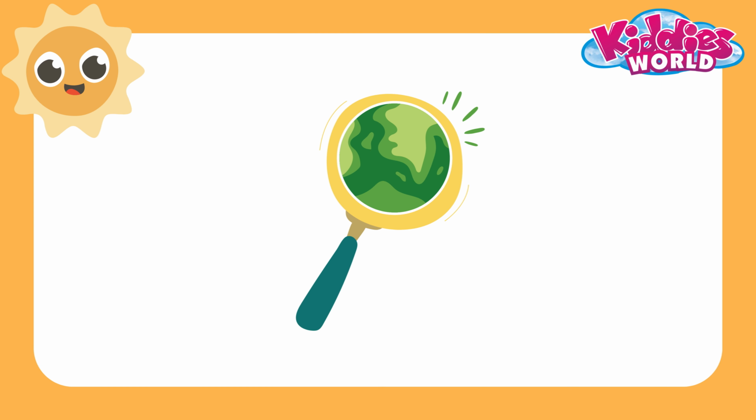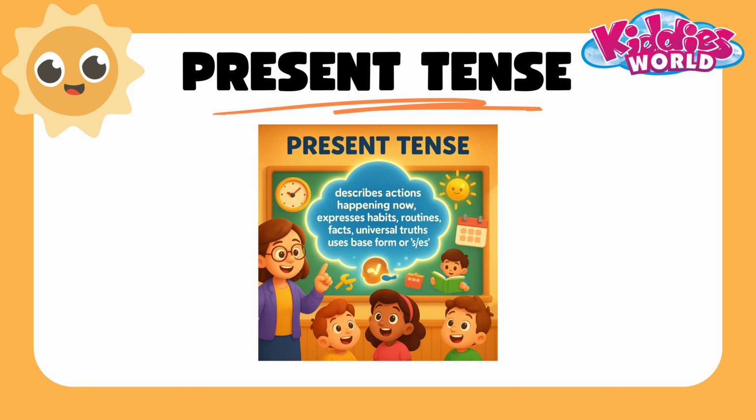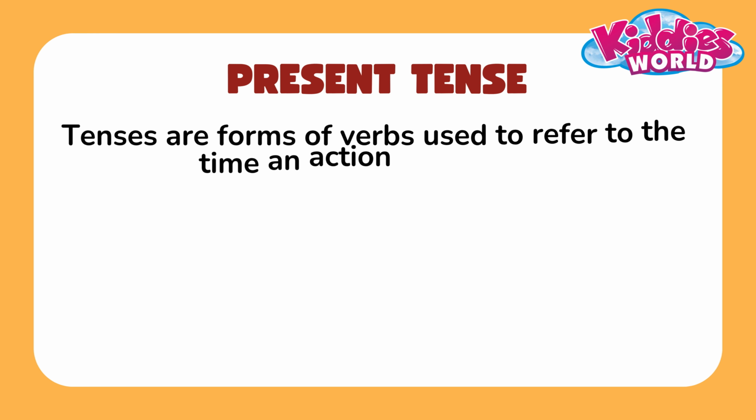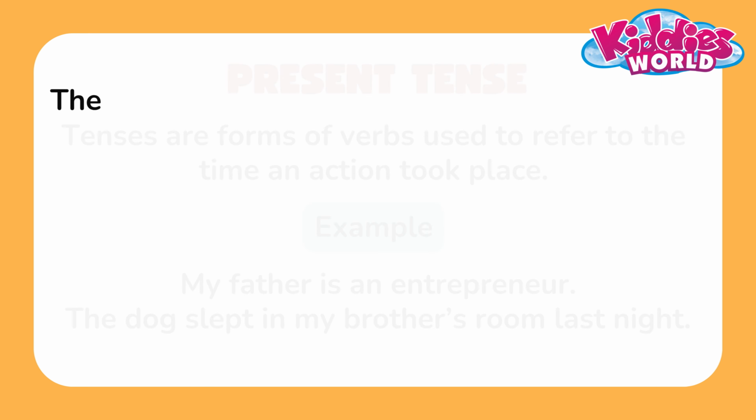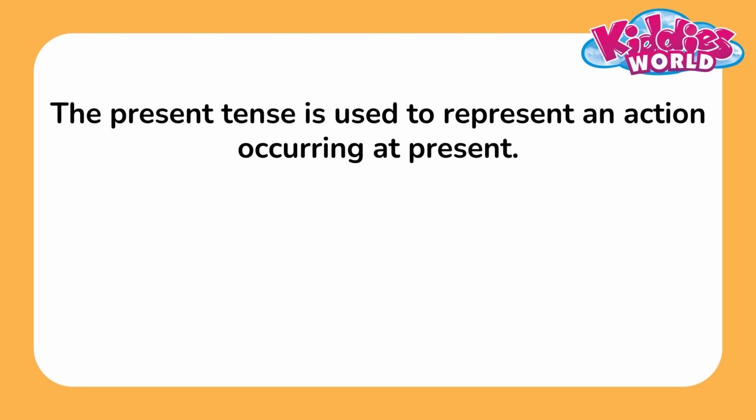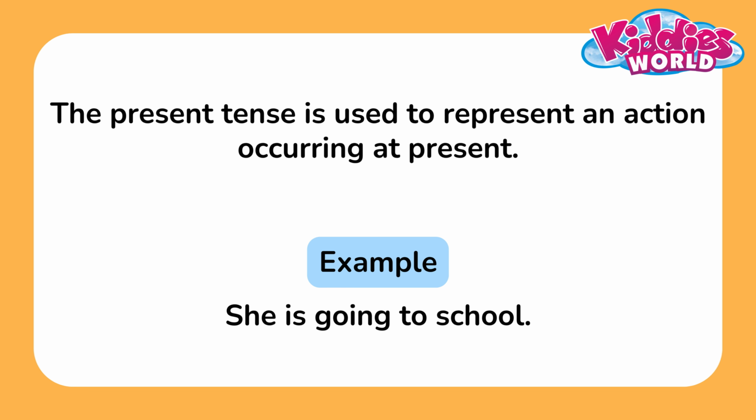Today, we are going to learn about the present tense. As we learned in the previous grade, tenses are forms of verbs used to refer to the time an action took place. Check the example. The present tense is used to represent an action occurring at present. Example, she is going to school.